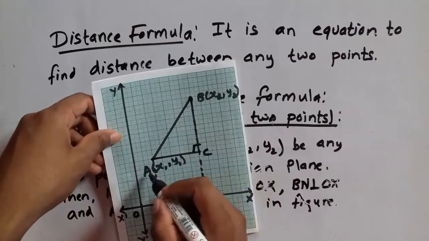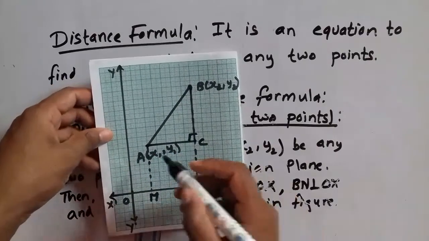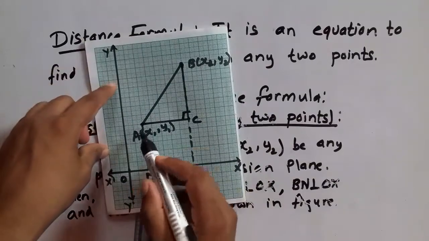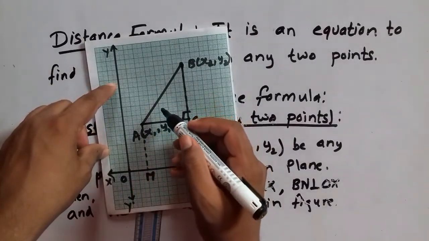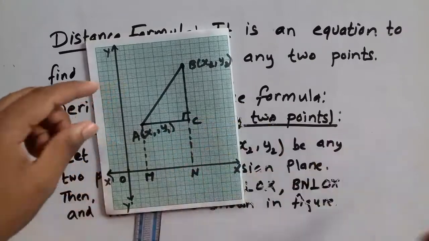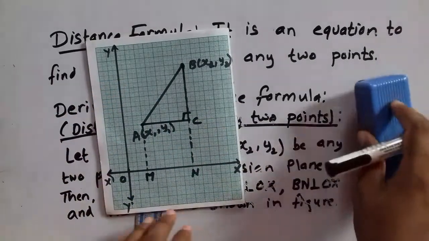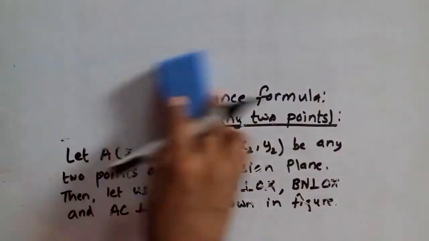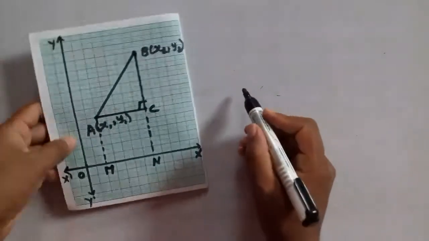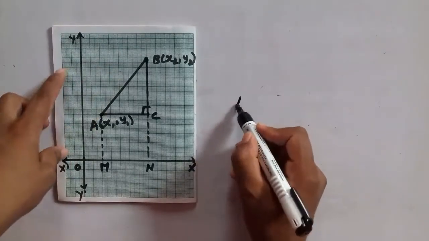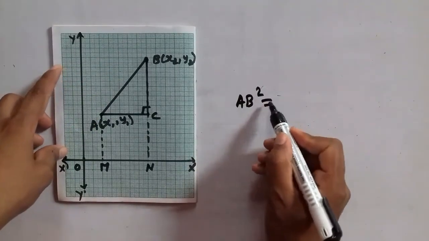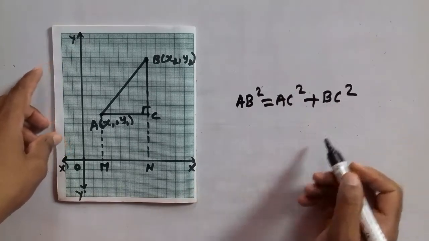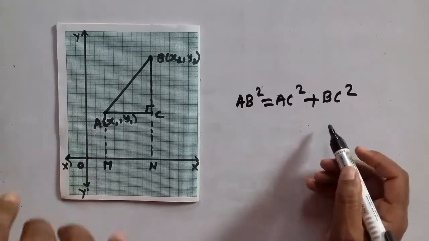From this right angle triangle we can find the length of AB. Here for finding the length of AB we can use the Pythagoras theorem. Pythagoras theorem means this longest side AB square is equal to AC square plus BC square. This is called the Pythagoras theorem.